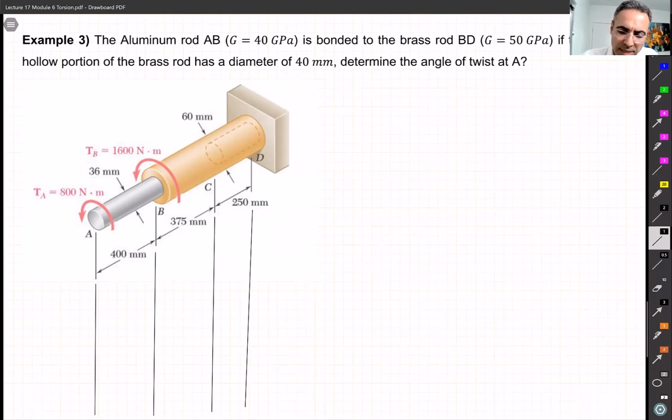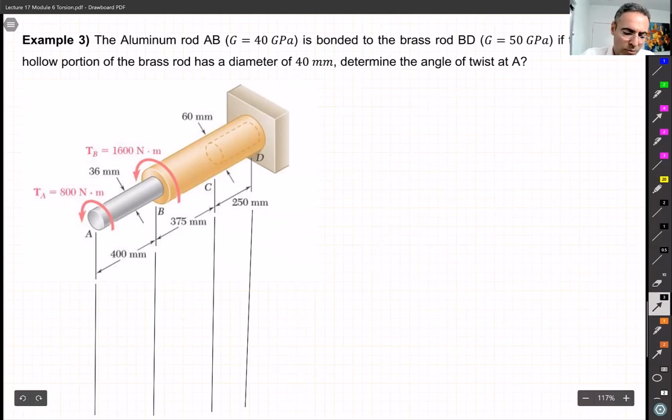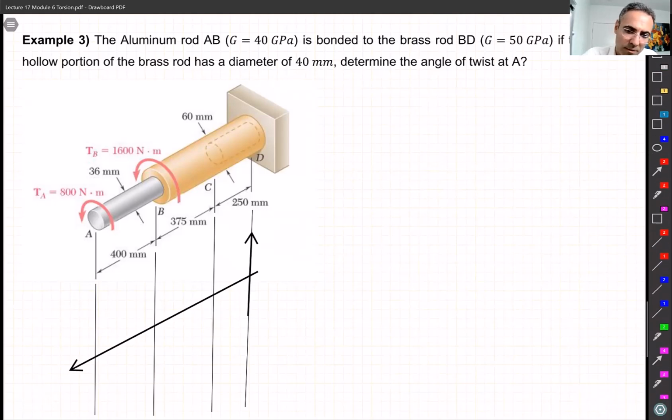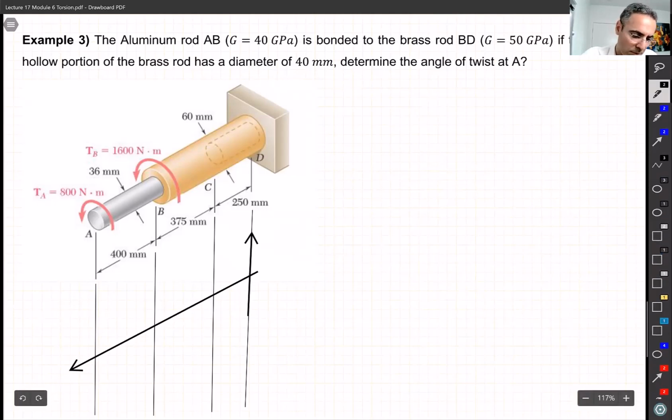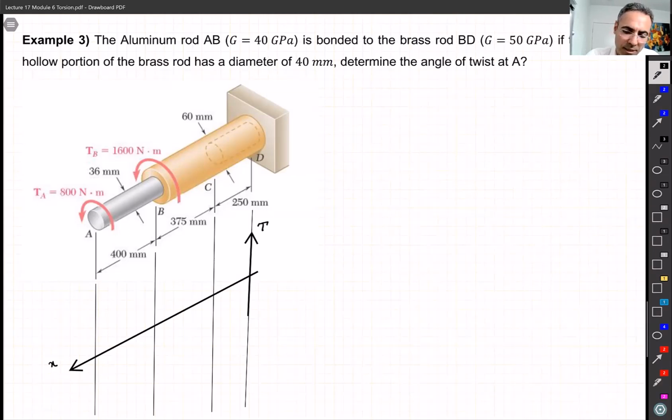And then the next step is try to draw the basically the torque diagram. So let's this time do it fancy. All right. So this is then our X, and this is the T diagram. Okay. We want to draw this diagram. So it's important to find the reaction at the support.